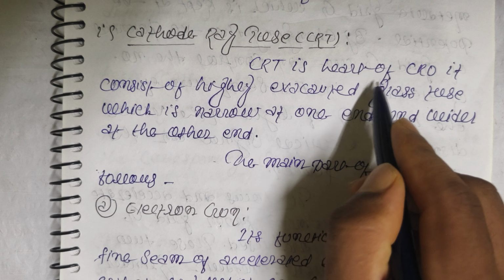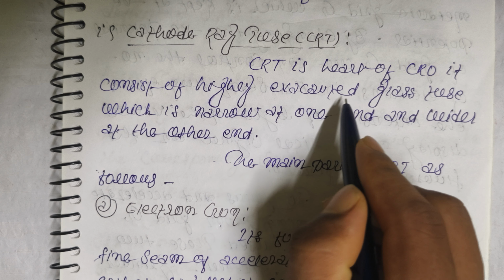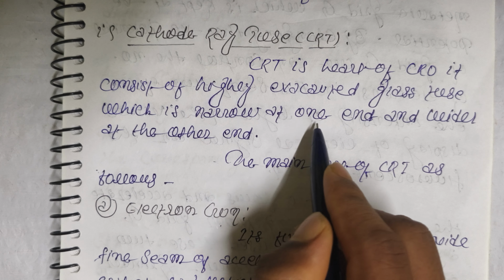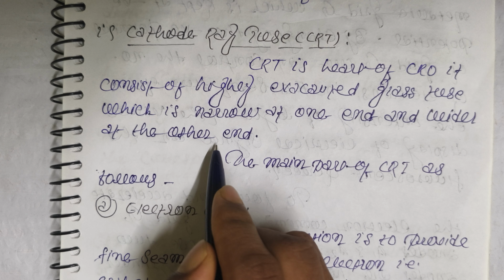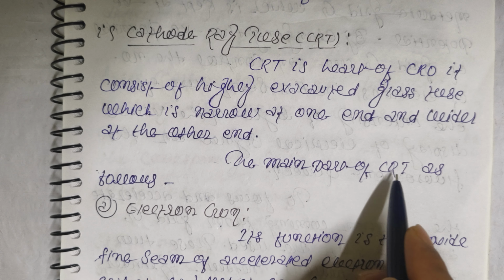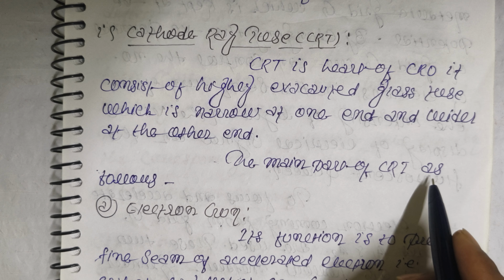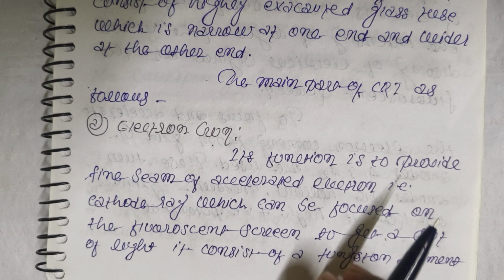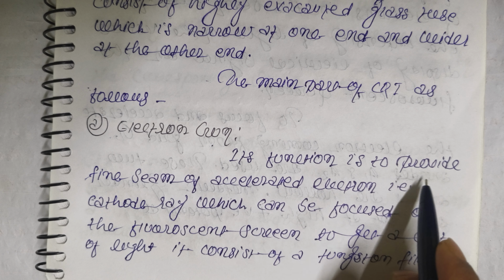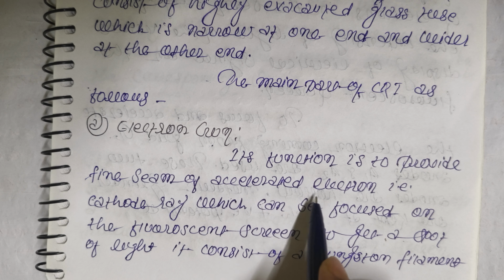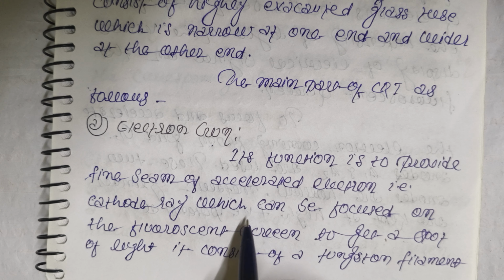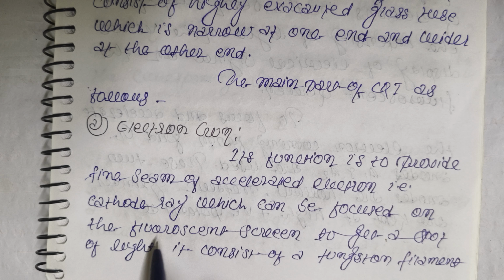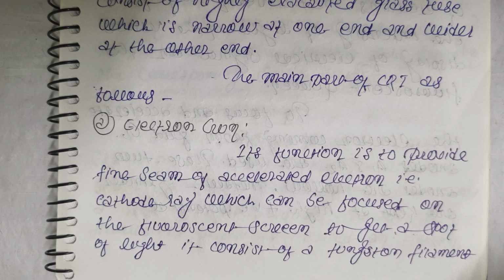CRT is the heart of CRO. It consists of a highly evacuated glass tube which is narrow at one end and wider at the other end. The main parts of CRT are as follows. First, electron gun. Its function is to provide a fine beam of accelerated electrons, that is cathode rays, which can be focused on the fluorescent screen to get a spot of light. It consists of a tungsten filament.